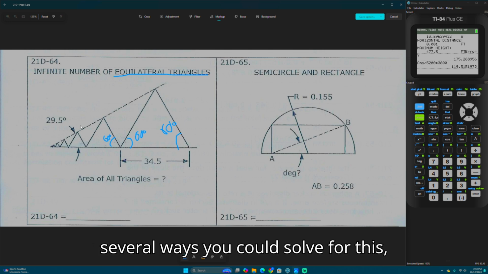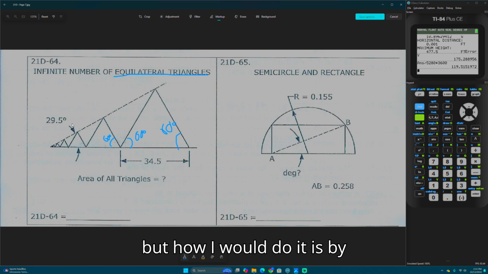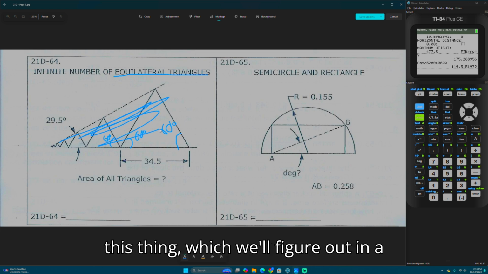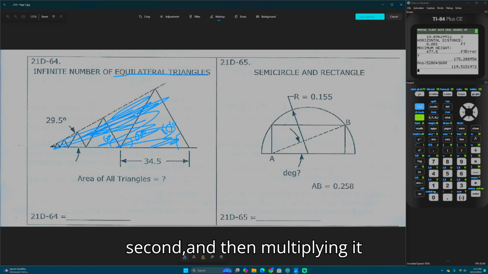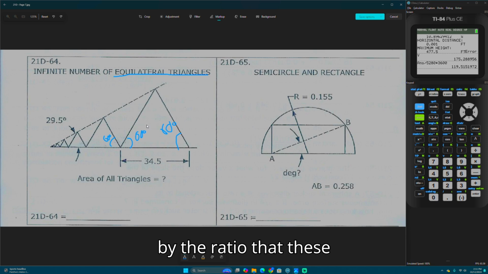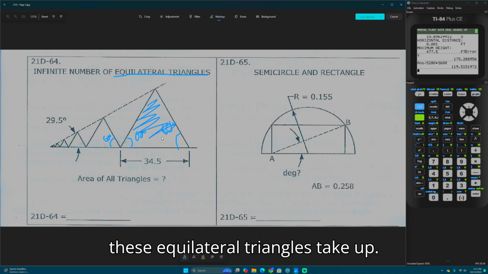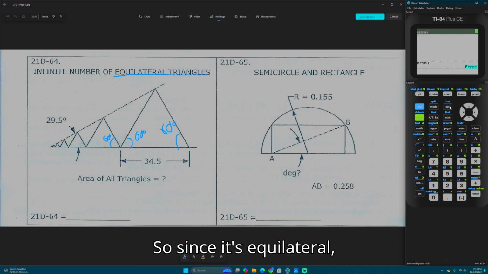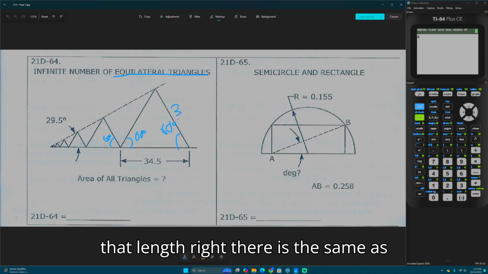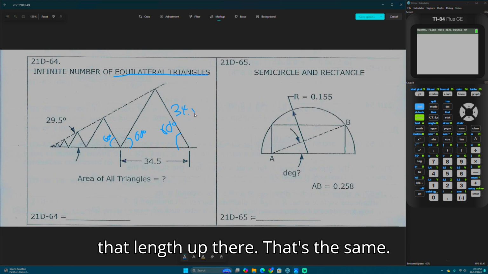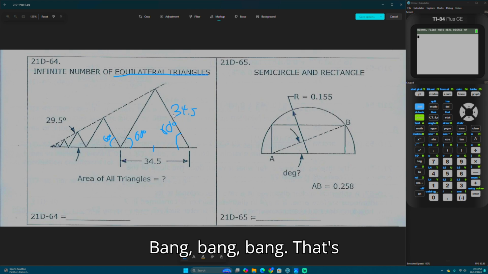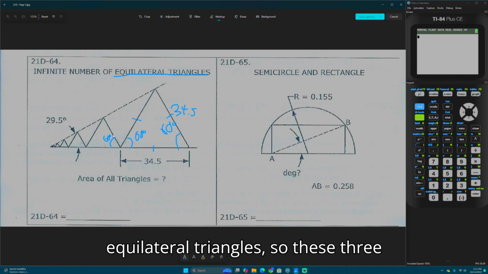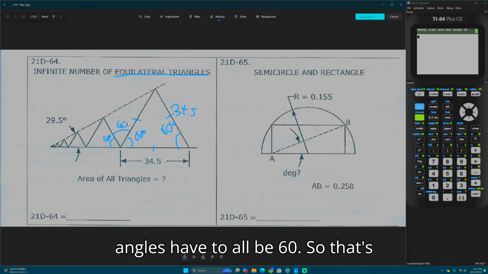So there's several ways you could solve for this, but how I would do it is by taking the whole area of this thing, which we'll figure out in a second, and then multiplying it by the ratio that these equilateral triangles take up. And you'll see what I mean in a second. So since it's equilateral, that length right there is the same as that length up there. That's the same. That's important. So we know that these are all equilateral triangles. So these three angles have to all be 60.